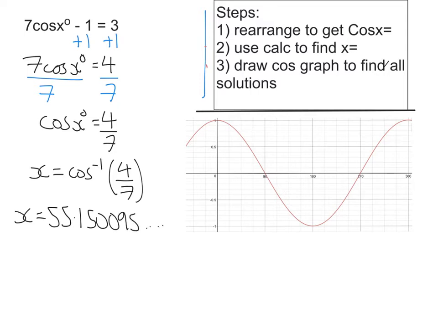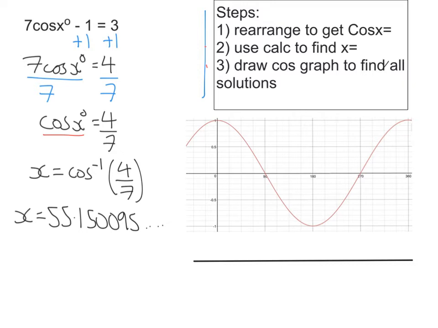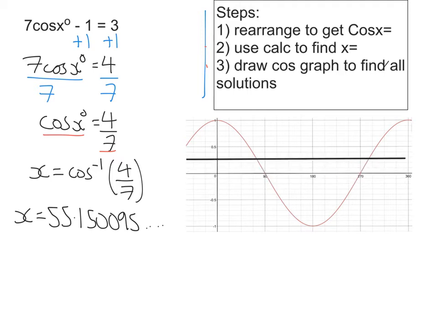Draw cos graph to find all solutions. So what we're basically looking for is when is this cos curve the height of 4/7? So I'm going to draw a line that goes through 4/7 roughly on the y-axis. So there it is. And it hits the curve twice between 0 and 360. It hits it here, and it hits it roughly here.